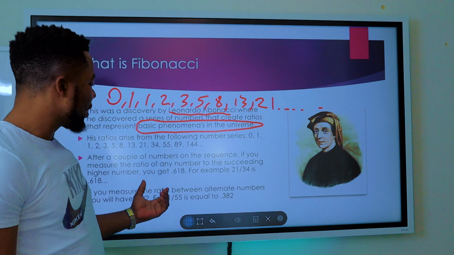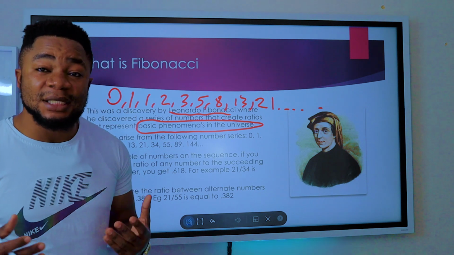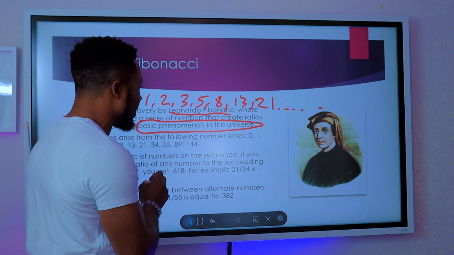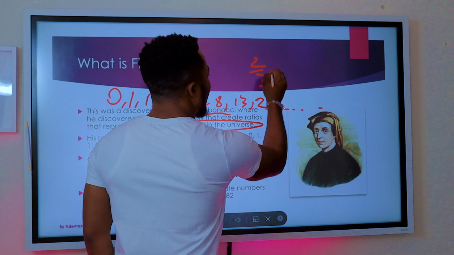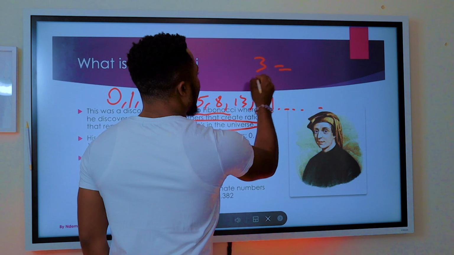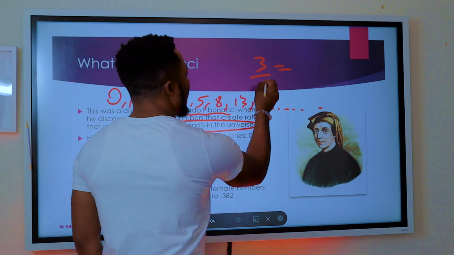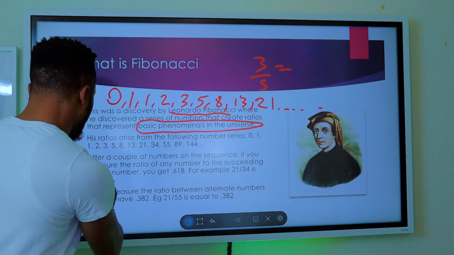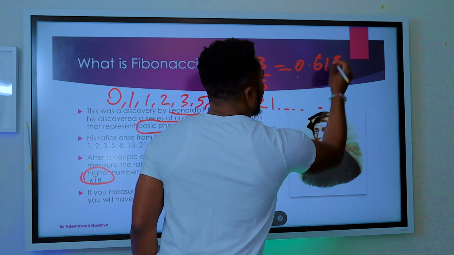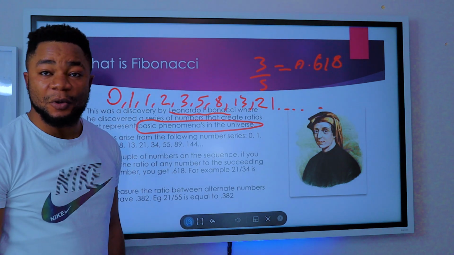All right, now let's calculate the Fibonacci ratios. If I take 3 and divide by 5, I'll have approximately 0.618.